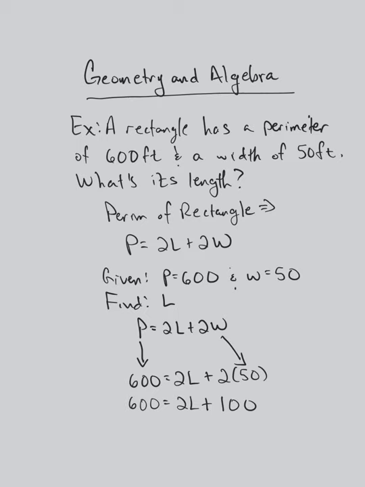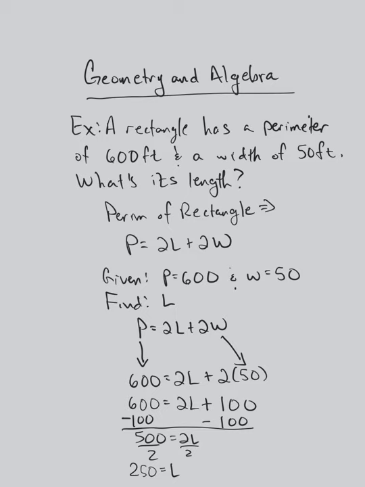All right, and so now we have an equation. Hopefully you're used to how to solve these. We want to isolate L, so we would start off by subtracting 100 on both sides. And so we get 500 is equal to 2L. Then to get L isolated, we divide by 2. And so we get 250 is equal to L.